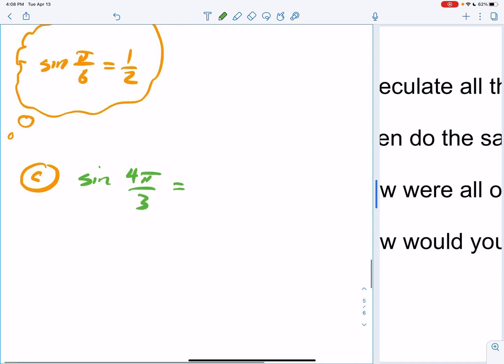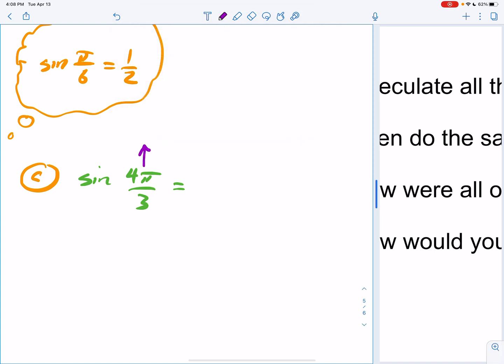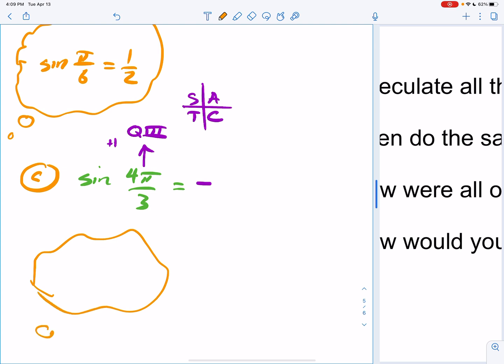Okay, so here's what I'm thinking in my head. I know that 4 pi over 3 is definitely a +1 moment, so I know I'm in quadrant 3. I know that all students take calculus, so if I'm in quadrant 3, tangent is positive, so I know sine is negative. It's just negative something. So again, in my head, bubble.